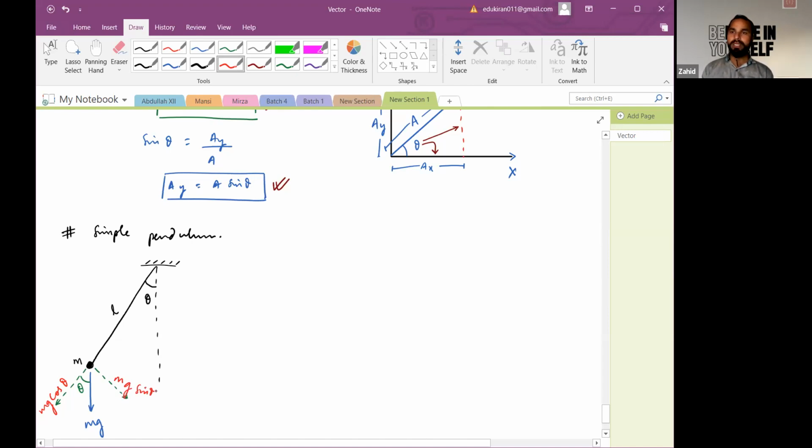So this is how we can break a vector into its respective components: one adjacent to that particular theta, which will be treated as the base component, and one opposite to that theta, which will be treated as the perpendicular component. Shab, is it clear?